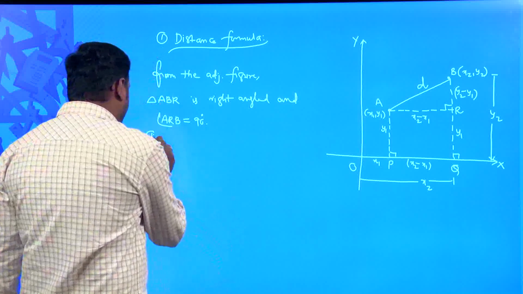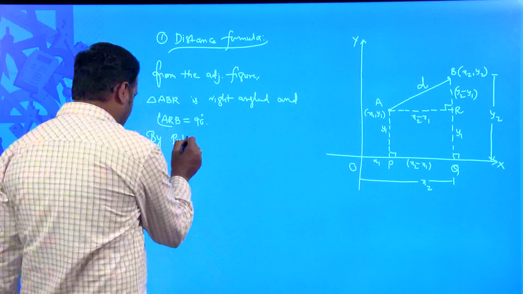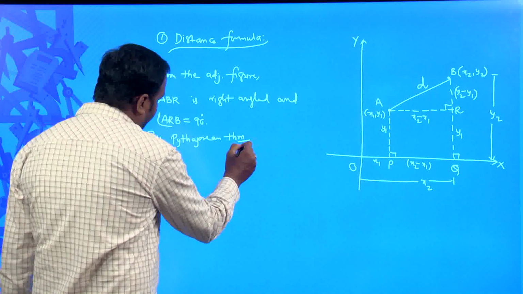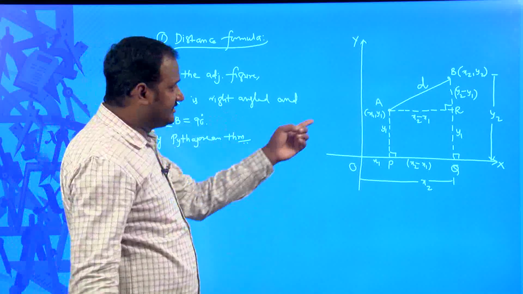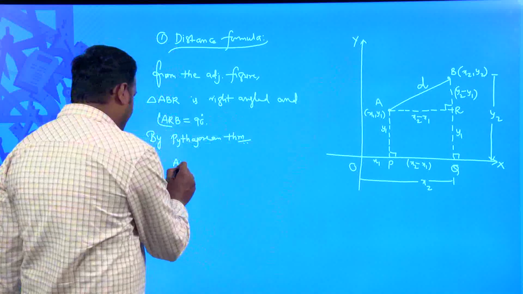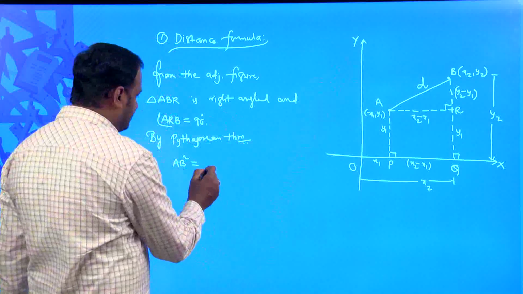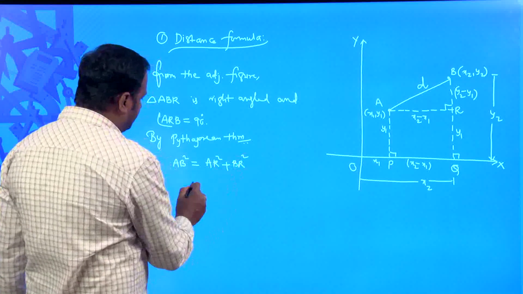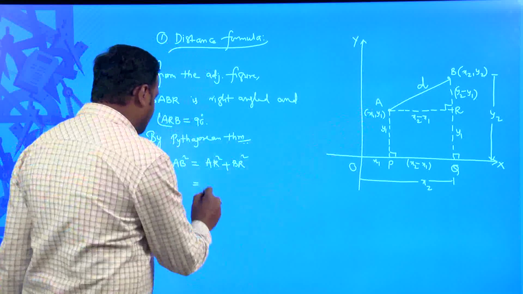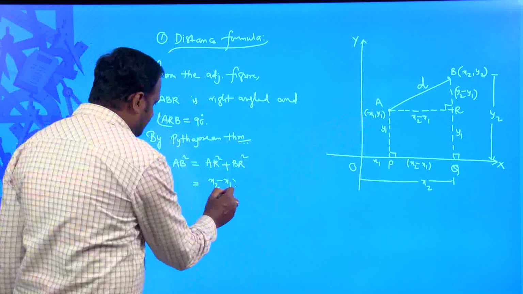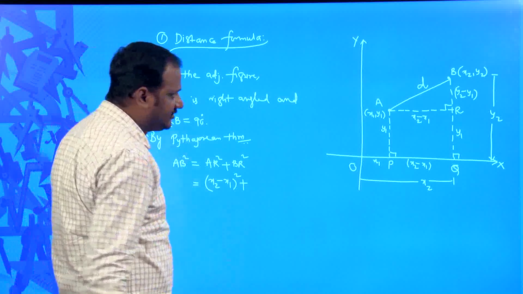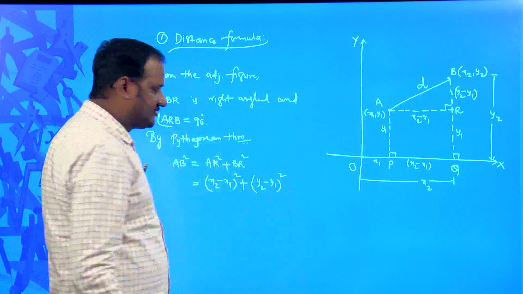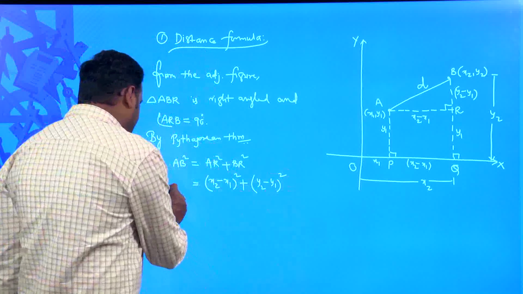So by the Pythagorean theorem, hypotenuse square is equal to side square plus side square. Hypotenuse is what? AB, right? So hypotenuse square is equal to side square plus side square, they are AR square plus BR square. Therefore AR is equal to x2 minus x1, so x2 minus x1 whole square plus BR, which is y2 minus y1, whole square. So x2 minus x1 whole square plus y2 minus y1 whole square is equal to AB square.